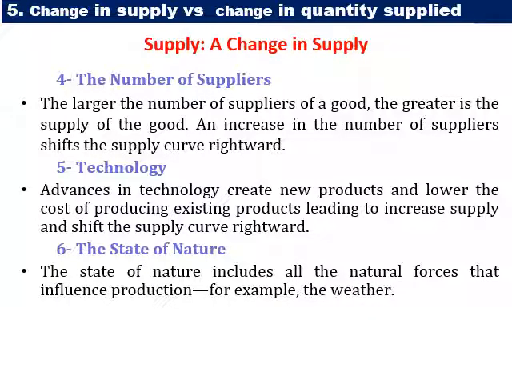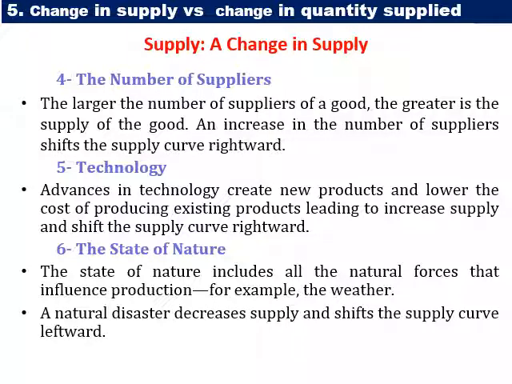The final factor that affects the supply is the state of nature, which includes all the natural forces that affect the production, such as weather. For example, a natural disaster, such as an earthquake that destroyed the buildings of many factories, will lead to a decrease in the supply and shift the supply curve to the left.